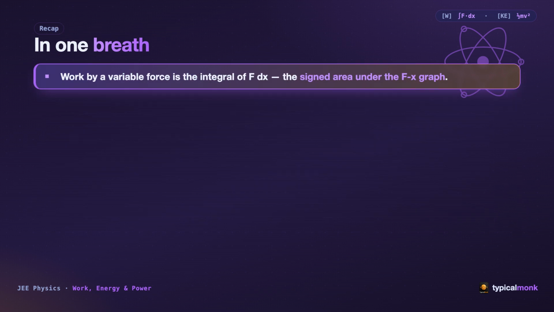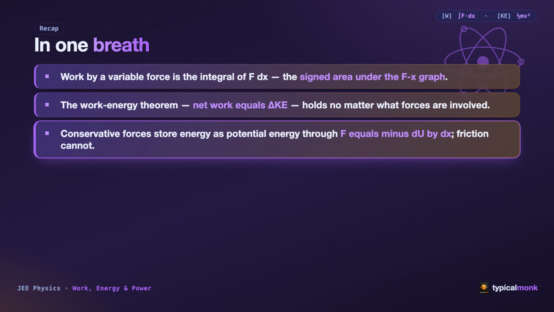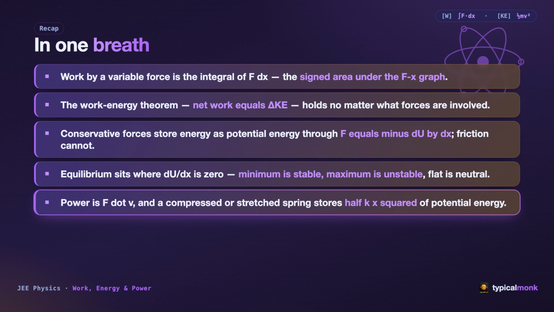Let us gather the whole class in one slow breath. Work done by a variable force is the integral of F dx, the signed area trapped under the Fx graph. The work energy theorem holds no matter what. Net work always equals the change in kinetic energy. Conservative forces store energy as potential energy through force equals minus dU by dx, and friction simply cannot. Equilibrium sits wherever dU by dx is 0, a minimum is stable, a maximum is unstable, and a flat stretch is neutral. Power is force dotted with velocity, and a spring stores 1/2 kx squared of potential energy the instant it is stretched or compressed.